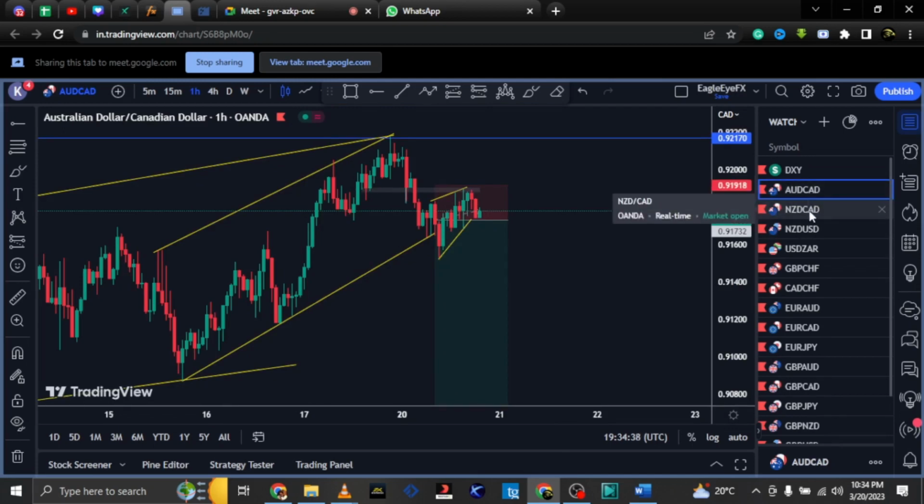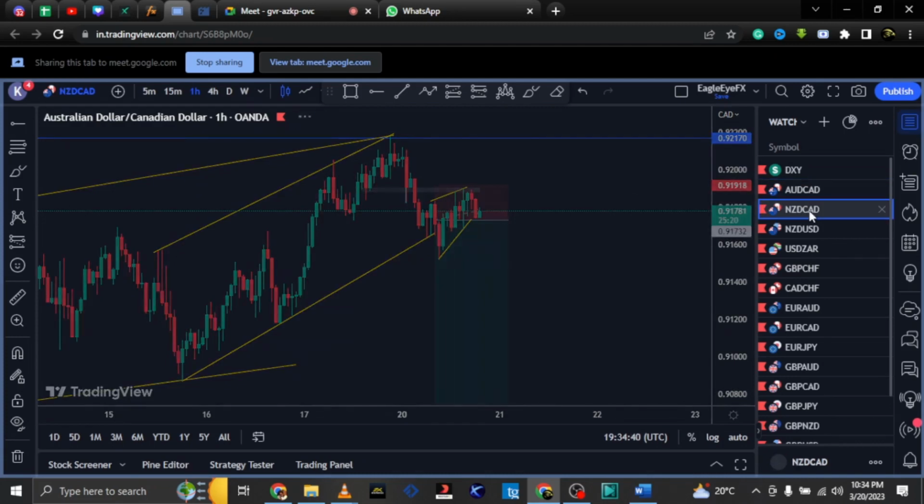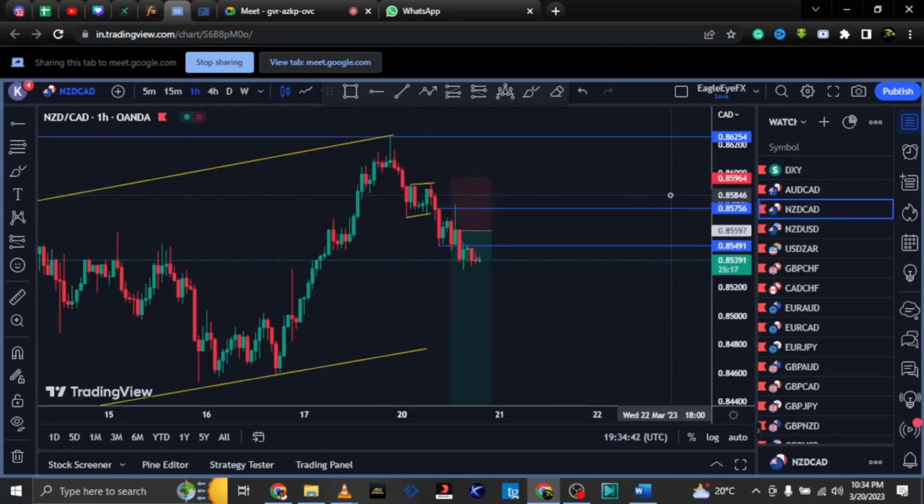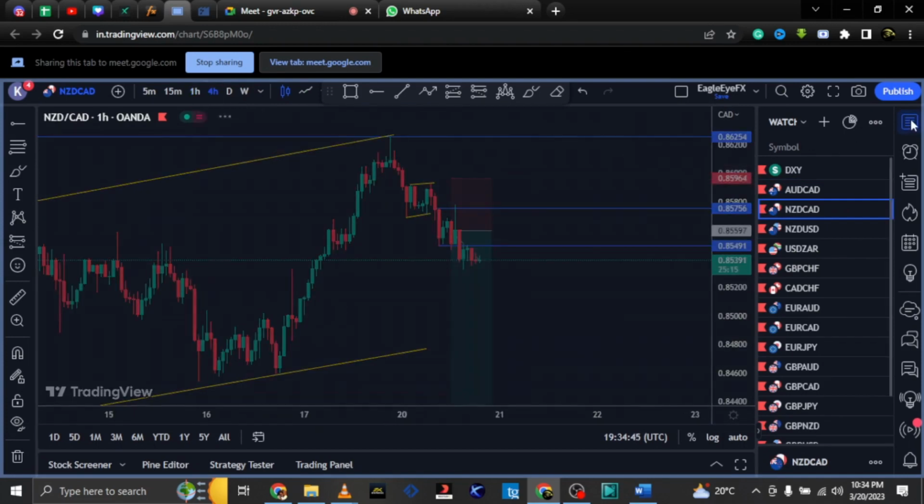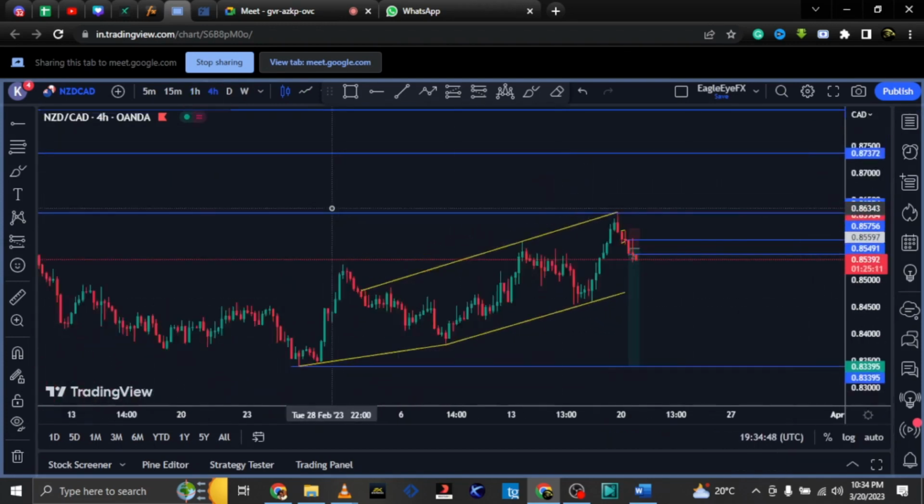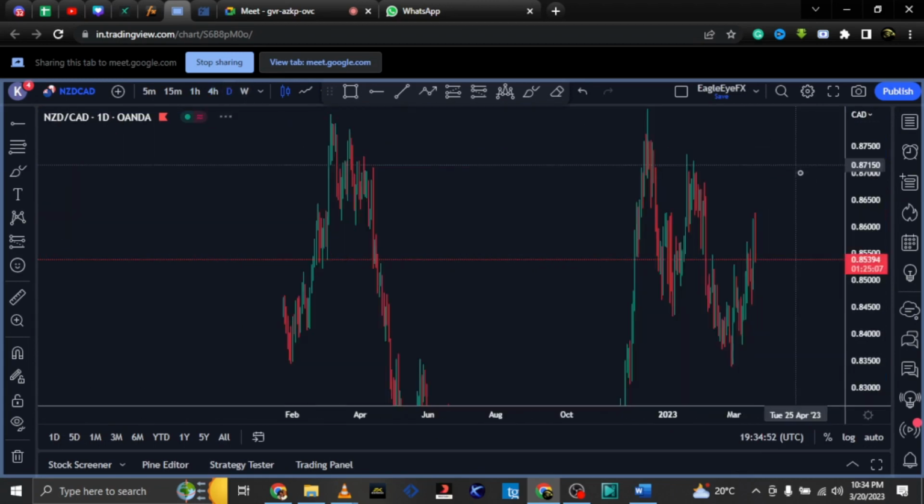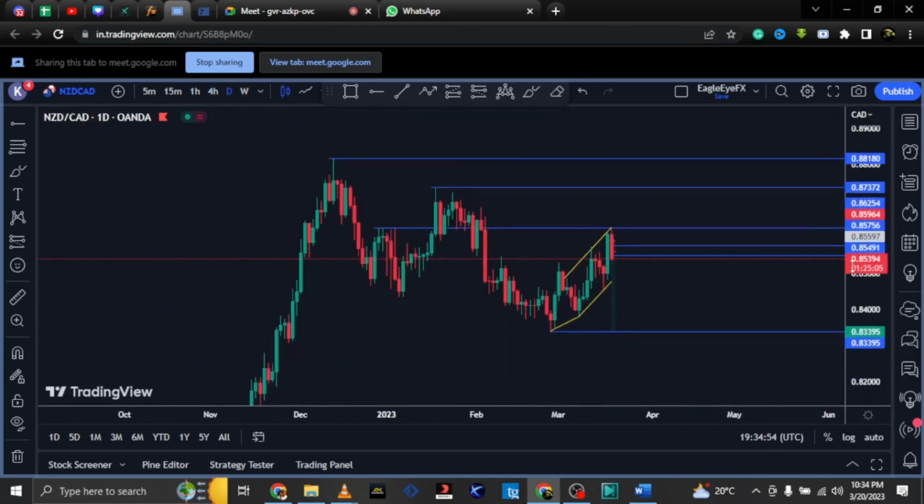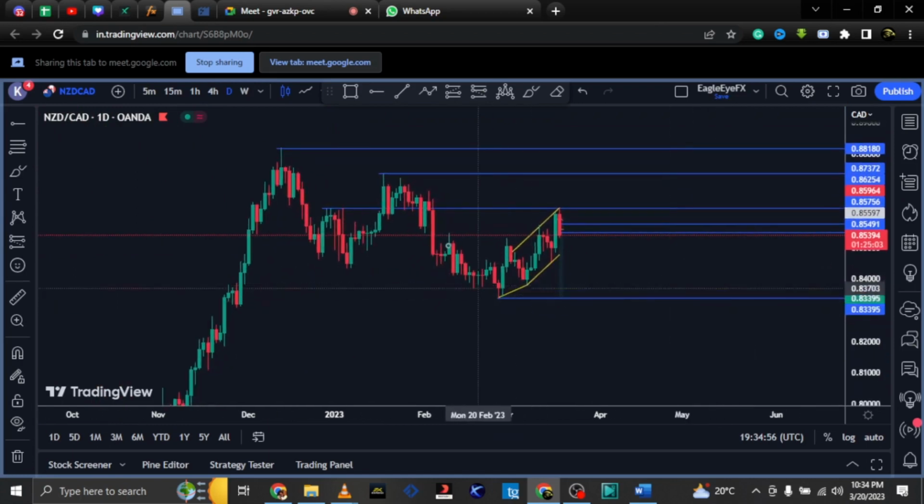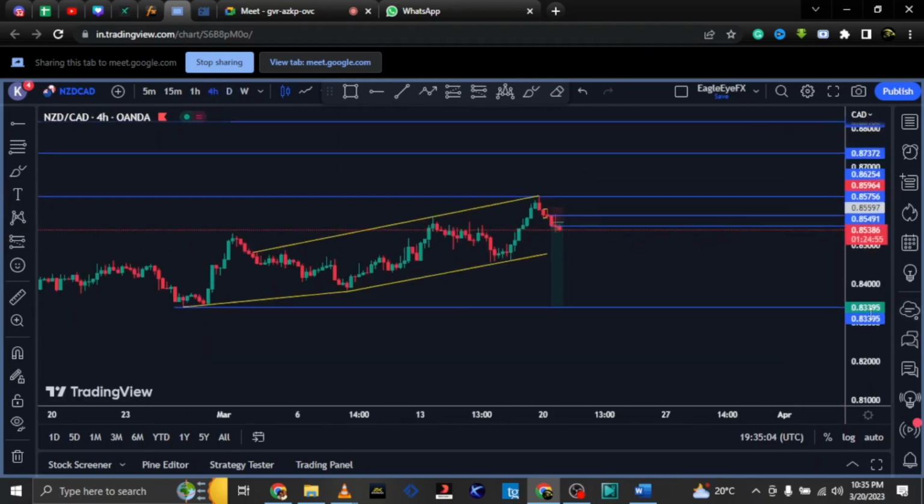Or AUD CAD and NZD CAD. You can see that it is the same thing, NZD CAD. Let me start from the daily time frame. So from the daily time frame, you can see that we had this move to the upside, and then I want to show you the structure.